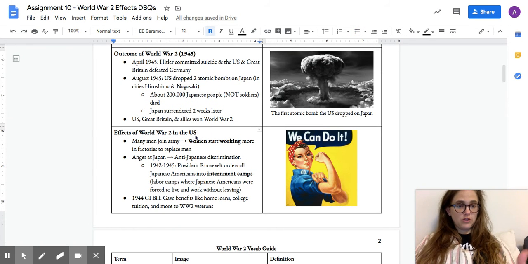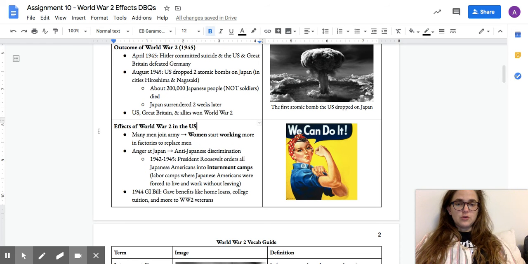So what happened during the war as a result of this? So because so many men joined the army to fight against Japan and other countries, we needed to replace them in factories and workplaces. So a lot of women started working more in factories to replace men. Women got more jobs, right? That's where this "We Can Do It" poster comes from, encouraging women to work in factories.